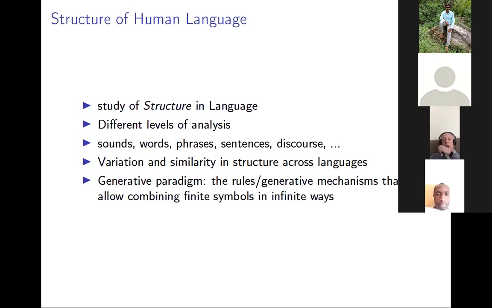interesting question that linguists have focused their energies on, and especially the generative paradigm, which was pioneered by Chomsky. This focuses on the rules or the generative mechanisms that combine these finite building blocks of language. So they focus on that, and then they address the question of variation and similarity within that framework. So they focus on the differences across languages with respect to the rules or the generative mechanisms, and how you can account for the surface similarities and surface differences. So yeah, we'll get more to that.